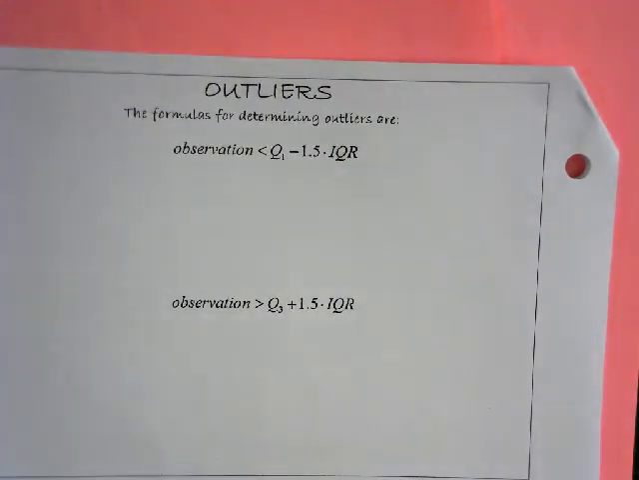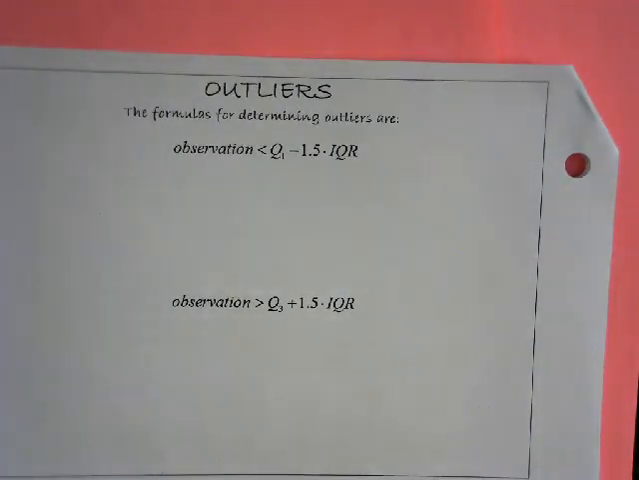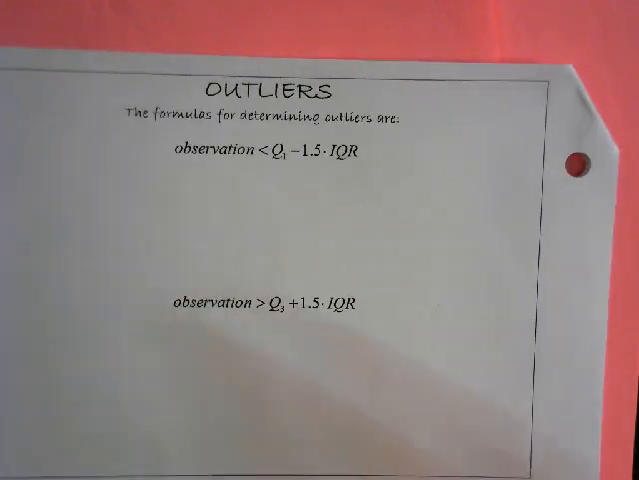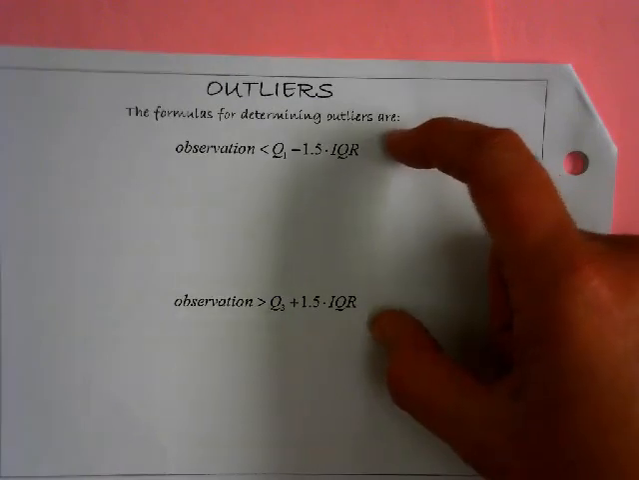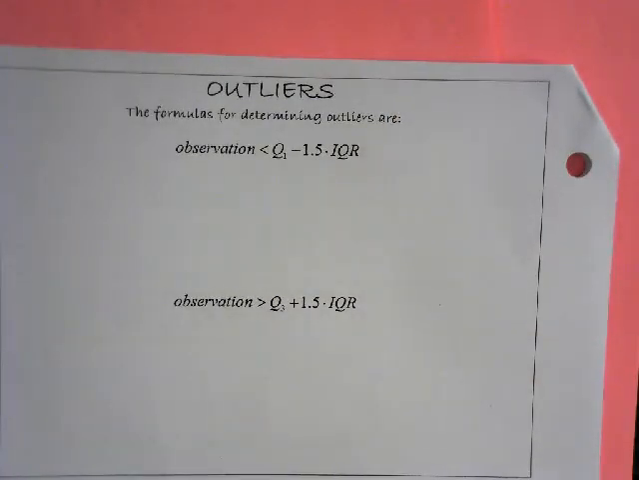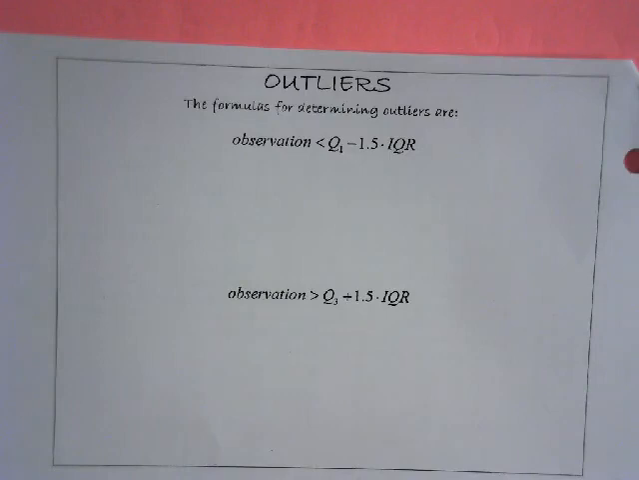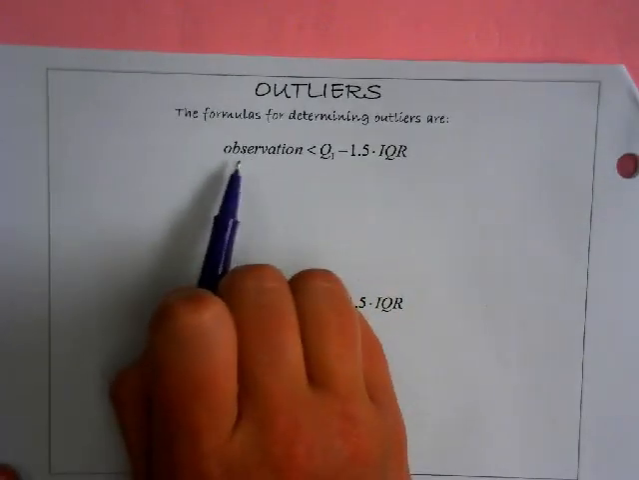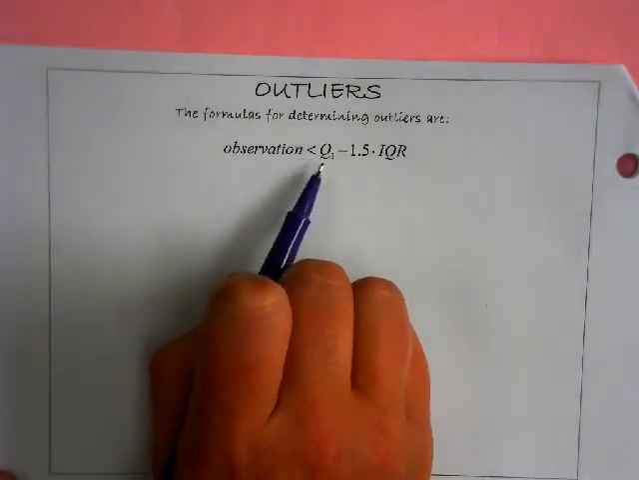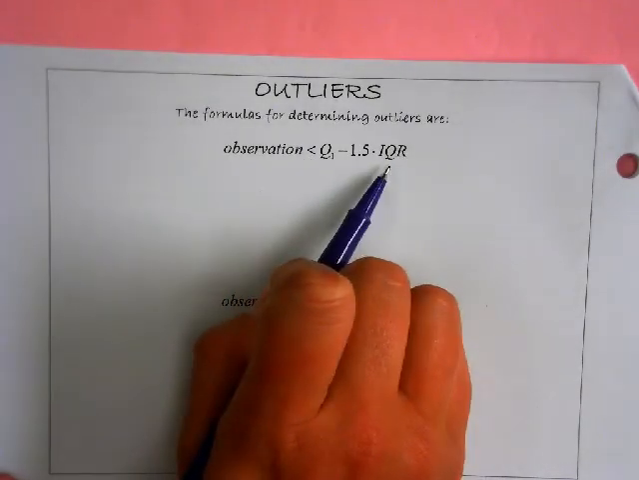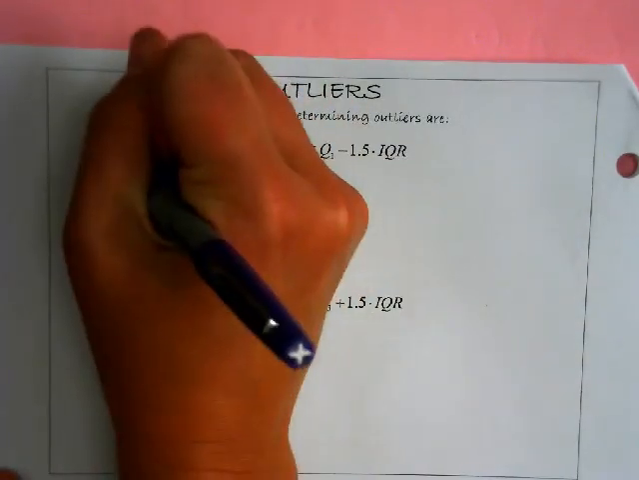We already saw from Seth's box plot that 118 is an outlier. So we're going to use the data from the warm-up to show you how these formulas work. There are two types of outliers. There's low outliers, and then there's high outliers. So the first formula says observation is less than Q1 minus 1.5 times the IQR. This is if we're looking for a low outlier.